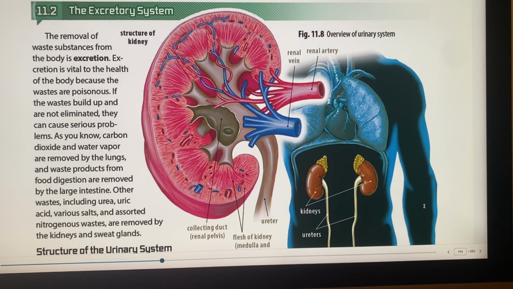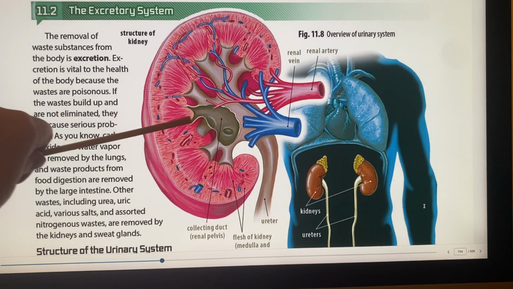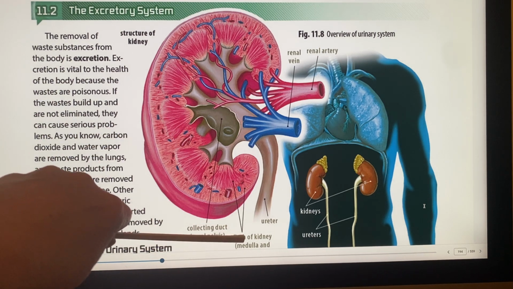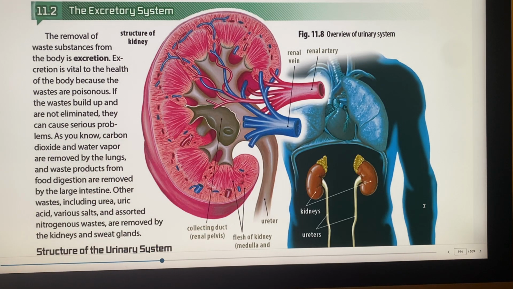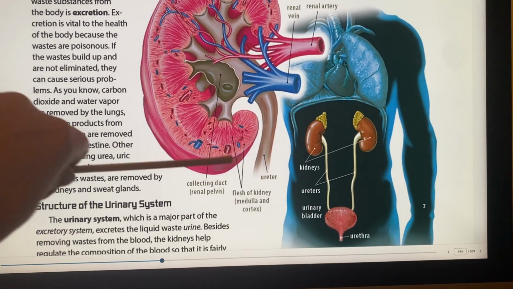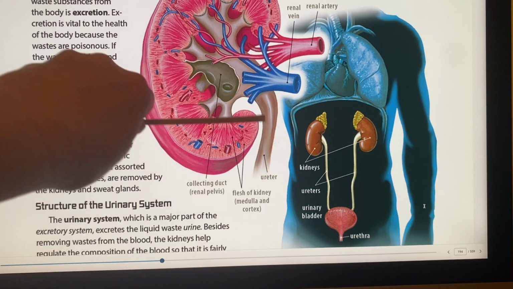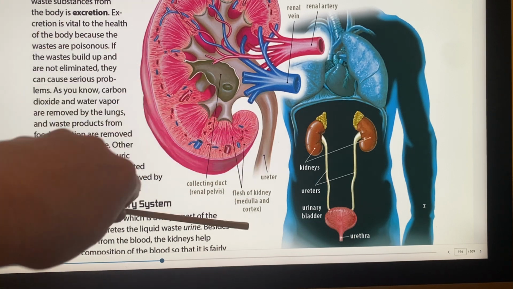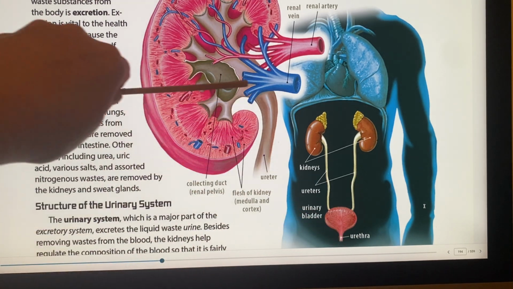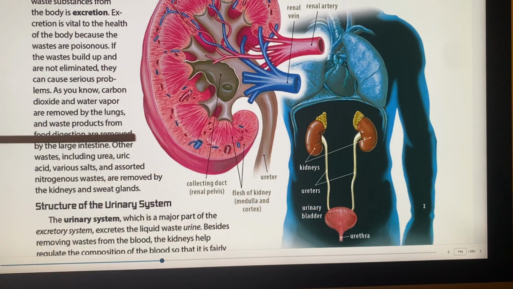So here we have the connecting duct of the renal pelvis right here. Like here, this is the duct. This is the flesh of the kidney. Let's go up a little bit so we can see. It's the medulla and the cortex here, and the ureter, I should say. I was going to say urethra, but that's clear at the bottom down here. But the ureter comes through here, and the ureter is going to go to the bladder. So these are these kind of bean shapes. This is an overview of the urinary system there.